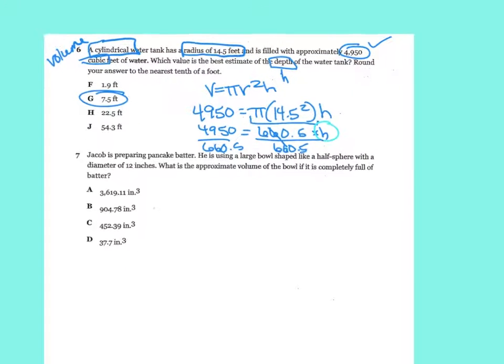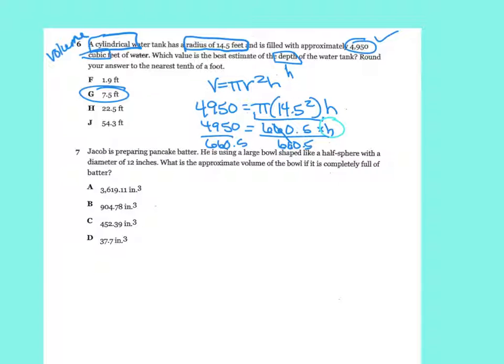Number 7, Jacob is preparing pancake batter. He's using a large bowl shaped like a half sphere, okay? Half sphere is important. With a diameter of 12 inches, so a radius of 6. What's the approximate volume of the bowl if it's completely full? So we have volume, we have sphere. That tells us what formula we need to use.